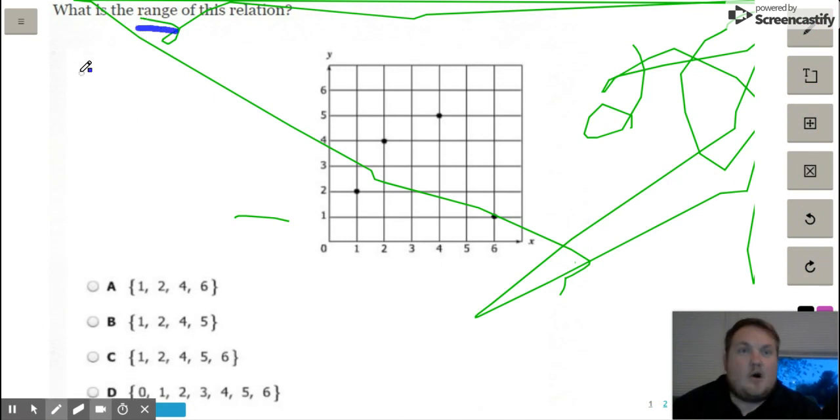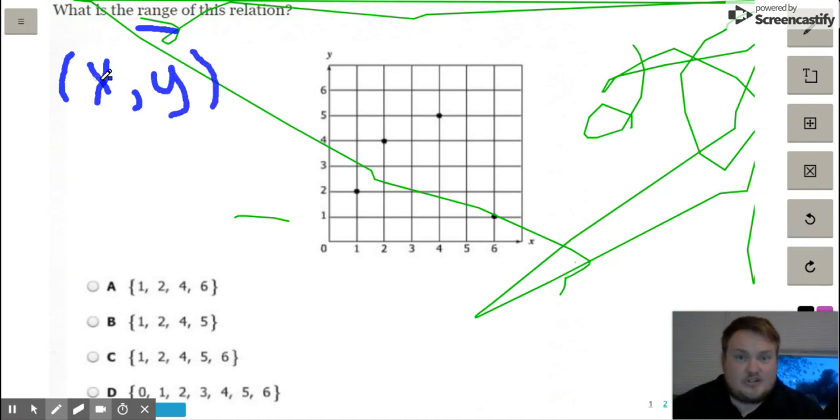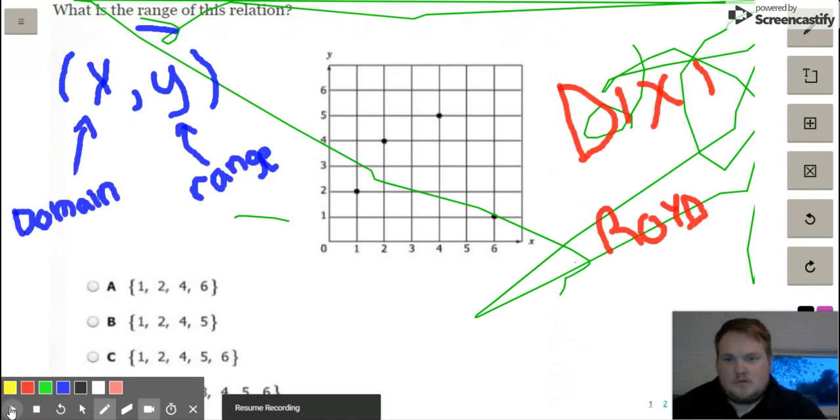Range are the y coordinates. So if you're given a set of coordinate points, you have an x and a y. And so the x is the first number and the y is the second number. So x is going to be domain and y is going to be range.